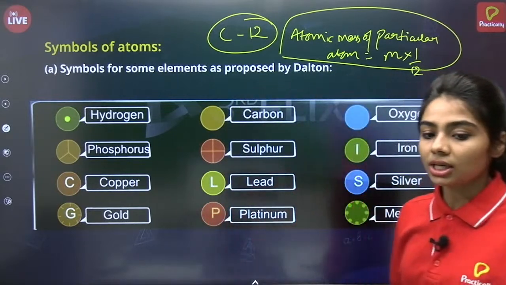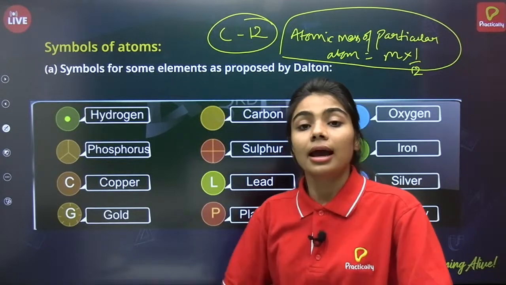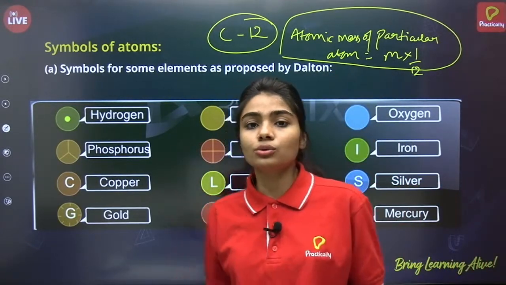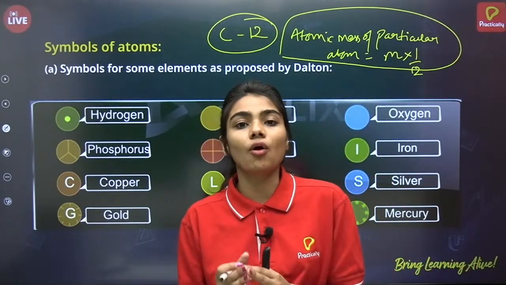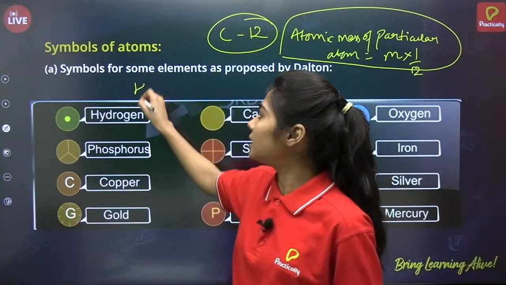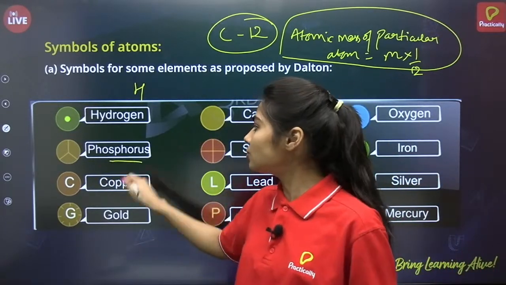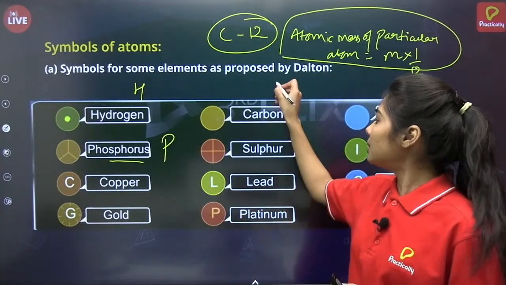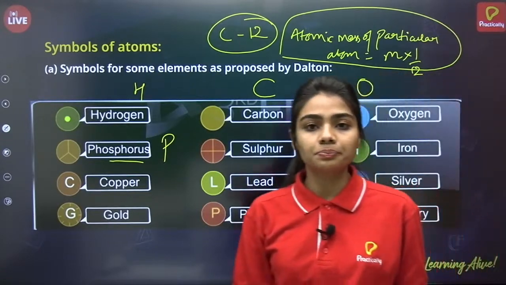Okay, so these are the symbols. First these symbols were given by John Dalton, and then Berzelius came and said, why are we using these symbols? We can represent these elements in the form of letters. Let's say for hydrogen, we can represent capital H. This is the symbol for hydrogen. For phosphorus, we use capital P. For carbon, we use capital C. For oxygen, we can use capital O.